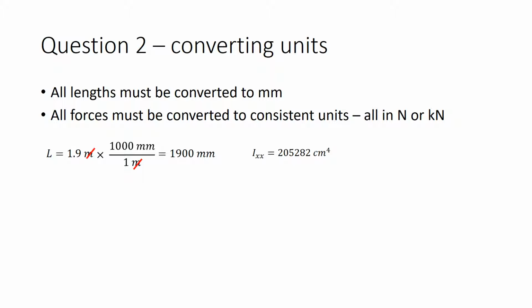Our next unit is the second moment of area, and this has been given in centimetres to the power 4. Again, we need to convert to millimetres, but we have to remember that this is the power 4. Our conversion factor should also be raised to the power 4. So it's a conversion factor of 10 millimetres and 1 centimetre, but that raised to the power 4 is going to be a multiple of 10,000. The centimetres to the power 4 will cancel, top and bottom, leaving us with millimetres to the power 4 as our units, as we require, and multiplying that number by 10,000 gives us this rather large number here: 205,282 and 4 zeros at the end because we've multiplied by 10,000.